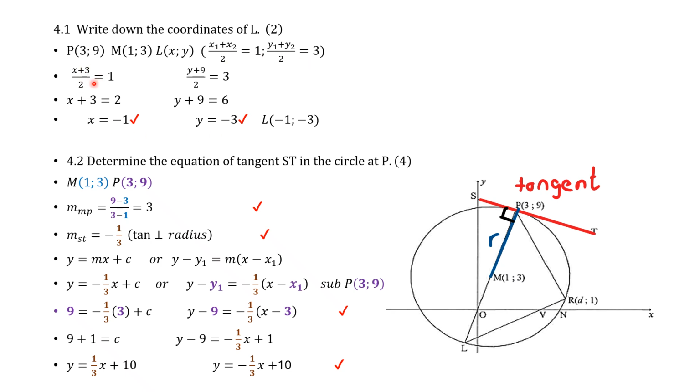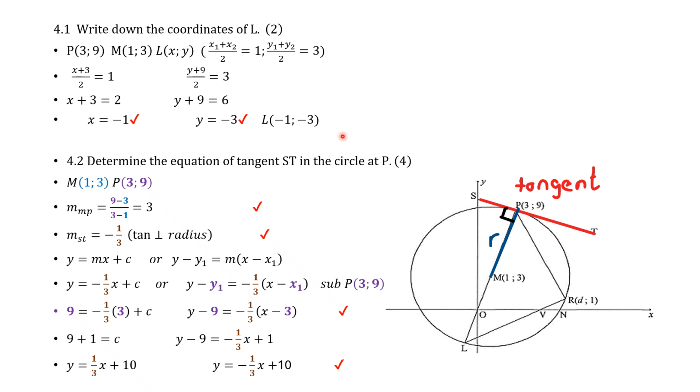So x plus 3 over 2 equals 1, 2 times 1 gives me 2. Take plus 3 across, it becomes negative 3, so 2 minus 3 gives me minus 1. 2 times 3 would give me 6. If I take plus 9 over, 6 minus 9 gives me negative 3. So x is negative 1, 1 mark, y equals negative 3, another mark, 2 marks.